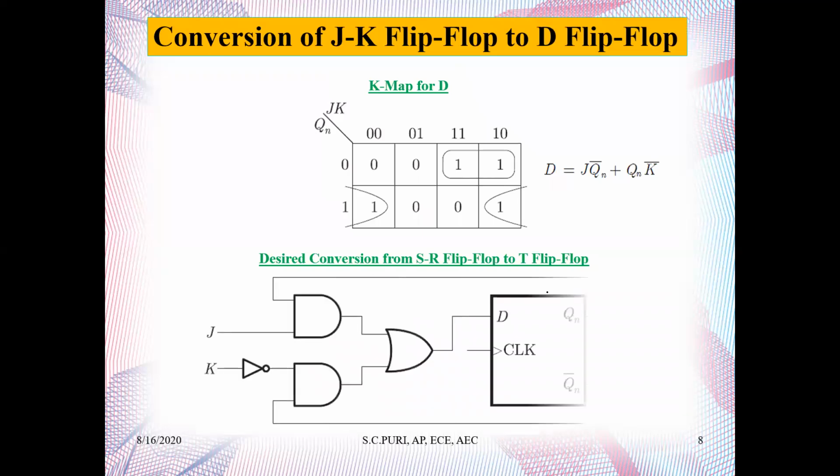As you can see here, this is the circuit. Now we have this, which is basically JK. This is the resulting conversion from JK flip-flop to D flip-flop. So this is how we get it.